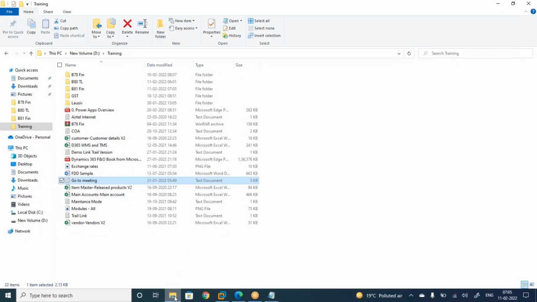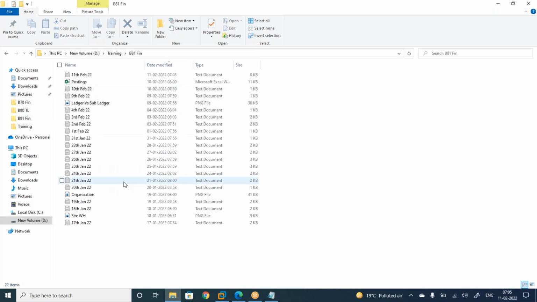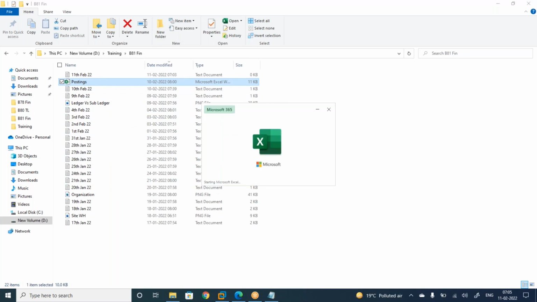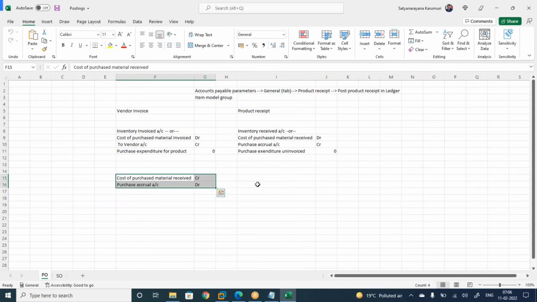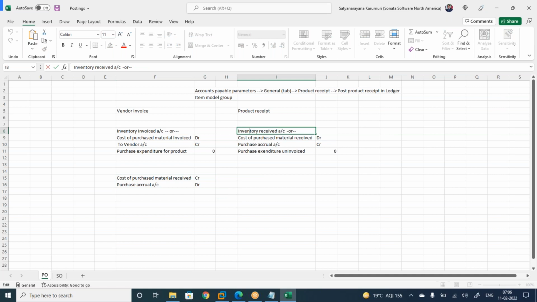So yesterday we learned about the purchase order process. At the time of product receipt, I want temporary postings, because if I want to verify the on-hand inventory value at any point of time, then if there are no postings at the time of product receipt, there will be misunderstanding about the on-hand inventory. So for that purpose, we make temporary postings at the time of product receipt.